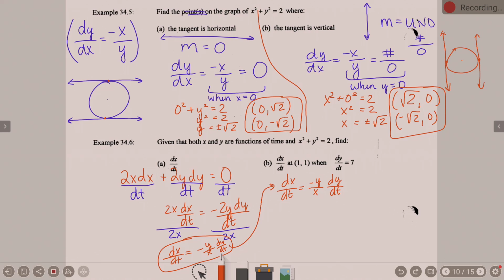On B, it says find dx/dt at (1, 1) when dy/dt equals 7. Well, obviously, A and B relate because how else does it work? But if we're trying to find dx/dt, we just came up with an equation for dx/dt. What do we know about (1, 1)? (1, 1) in an ordered pair are x and y values, and dy/dt is given here as 7. So fill in what you know, because you know everything. We're trying to find dx/dt, negative of y, so negative 1 over x, so over 1 times dy/dt, 7.